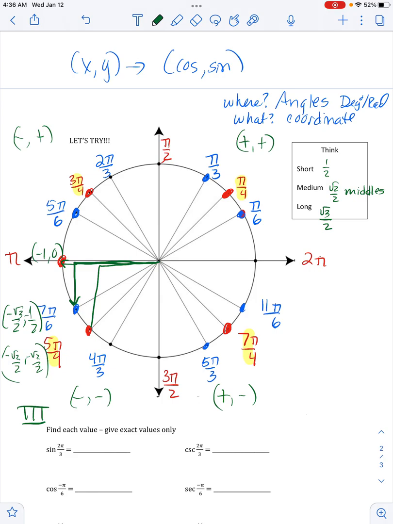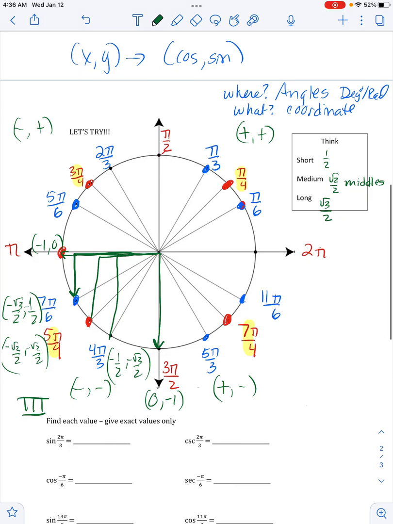And then if I had this quadrant, I'd go back a little, just a short guy, and then down. So this would have the coordinates negative 1/2, negative root 3 over 2. And then straight down would put me at 0, negative 1, because I didn't go left or right.